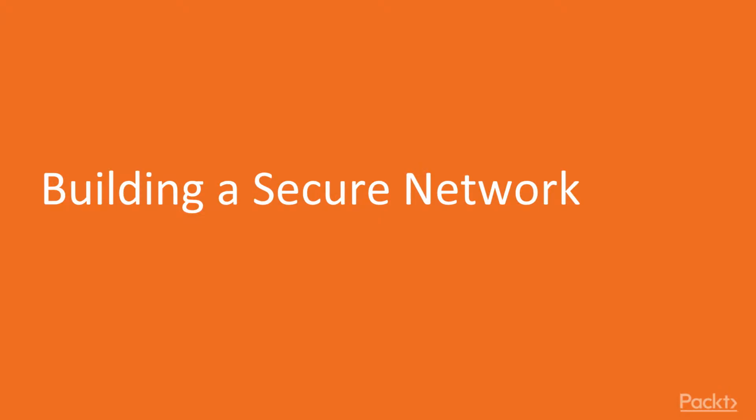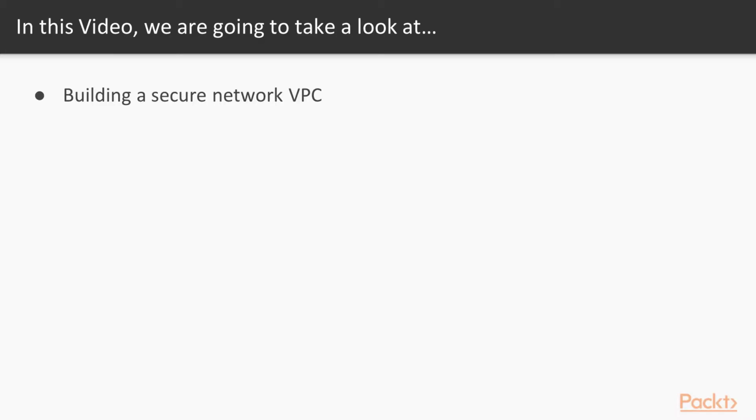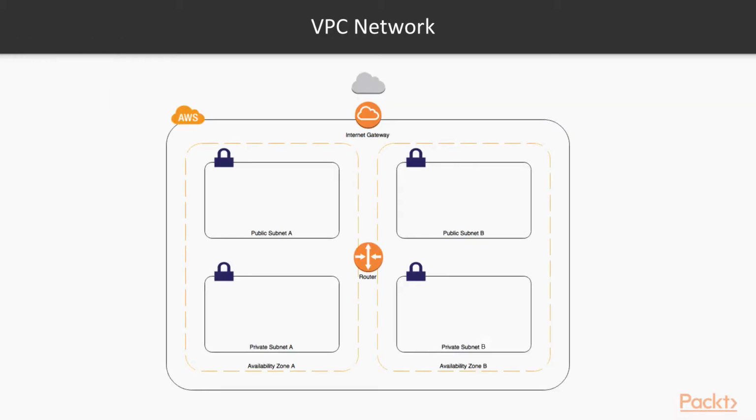Now we move on to the first video of this section that deals with building a secure network. In this video, we are going to build a secure network VPC in AWS. The VPC network consists of two public and private subnets split across two availability zones. It will also allow inbound connections to the public subnets for SSH port 22, HTTP port 80, HTTPS port 443.